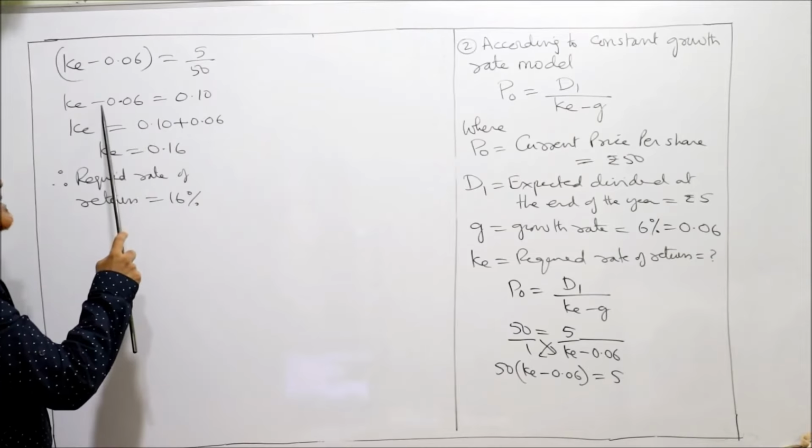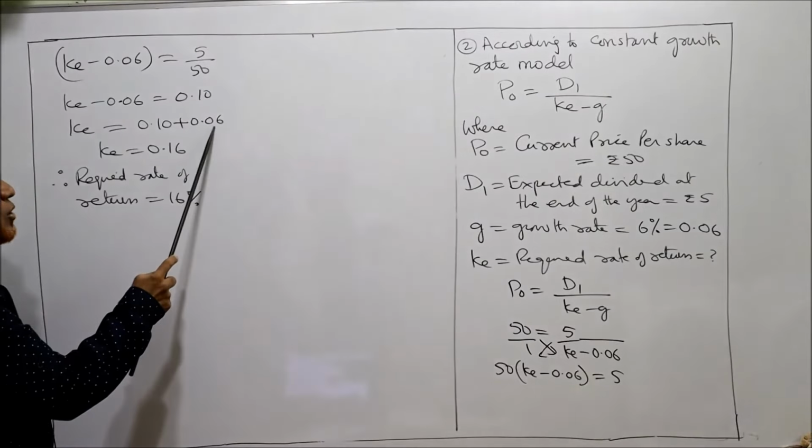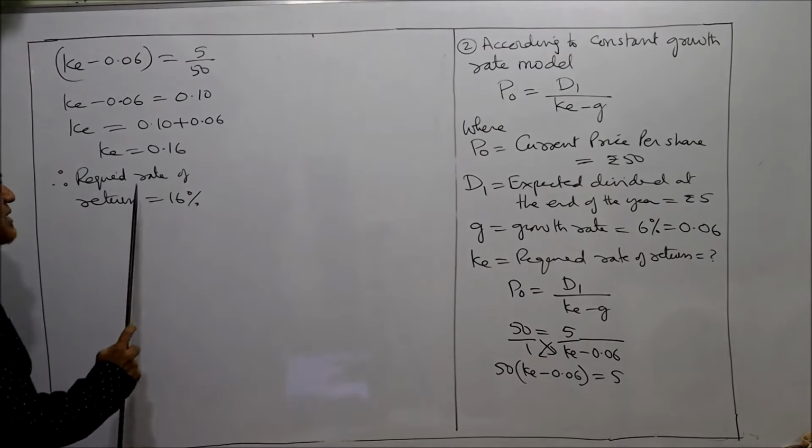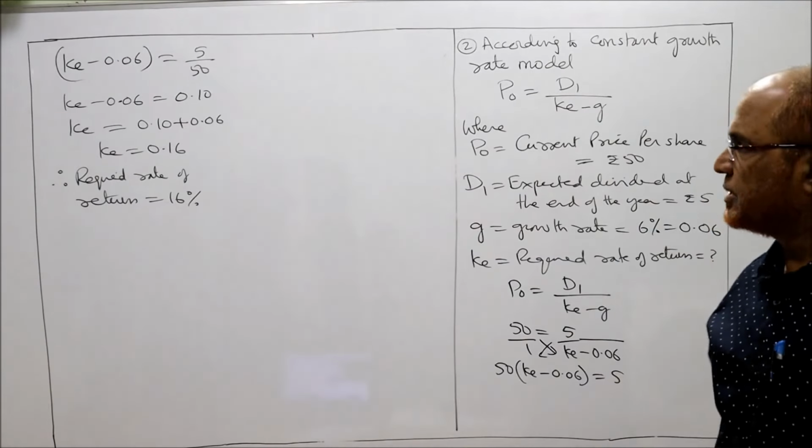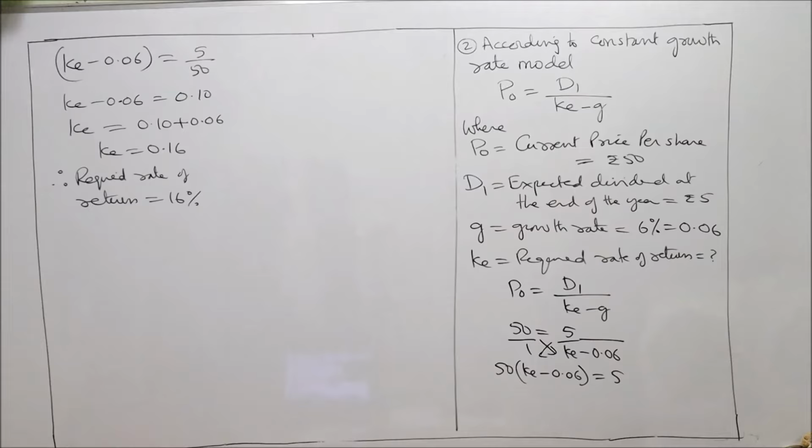Now take this minus 0.06 to RHS, plus 0.06. So it will become 0.16 or 16%.